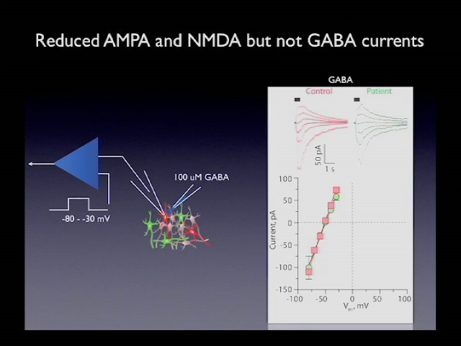So this is interesting because for a long time, people have suggested that there might be an imbalance in excitation and inhibition. And in this case, we actually have cellular evidence that there is a defect in excitation and inhibition. Now, I have to tell you, I think the hypothesis is a little bit stupid because the fact is that every psychiatric disease is associated with a defect in excitation and inhibition. But in this particular case, it's clear that the inhibitory synapses are just fine. It's the excitatory synapses that are wrong.